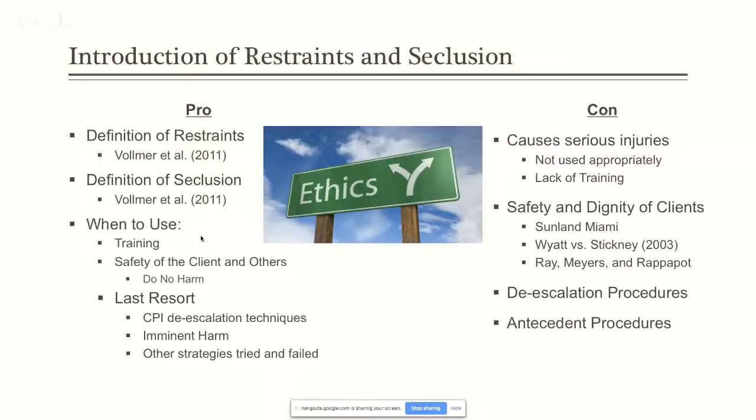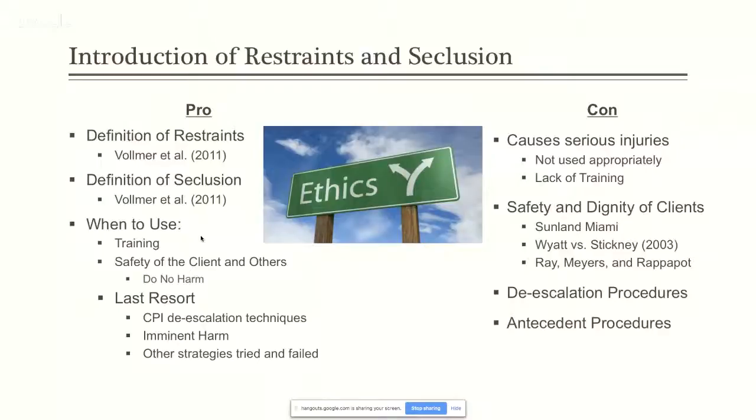Across all companies, prior to implementation of restraints, it is very crucial to implement de-escalation procedures as well as antecedent management. Antecedent management being of the most important, as we want to prevent escalation, not only address the situation once a crisis has been reached.